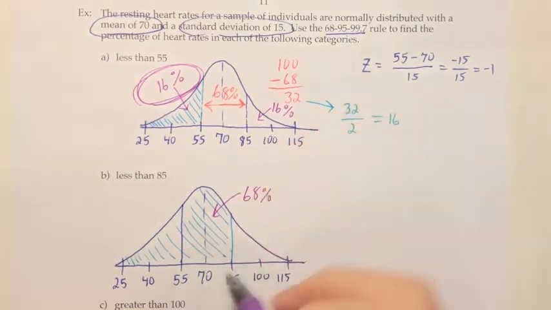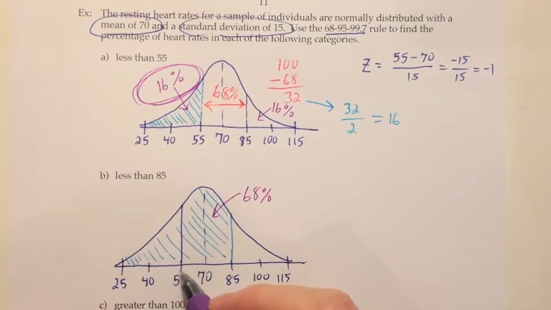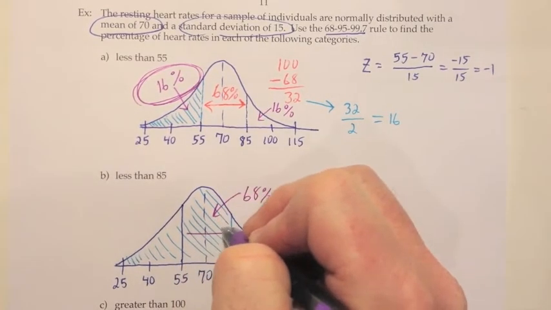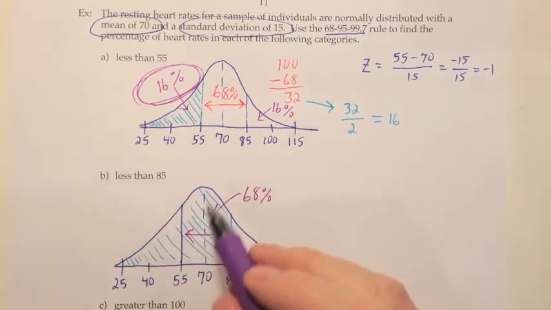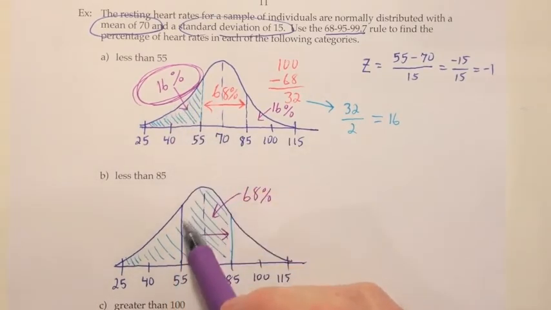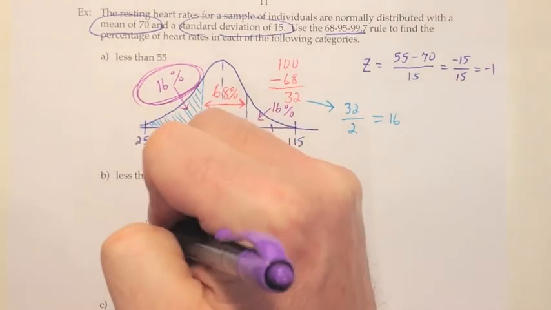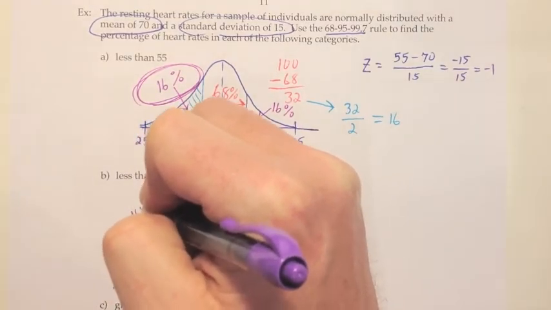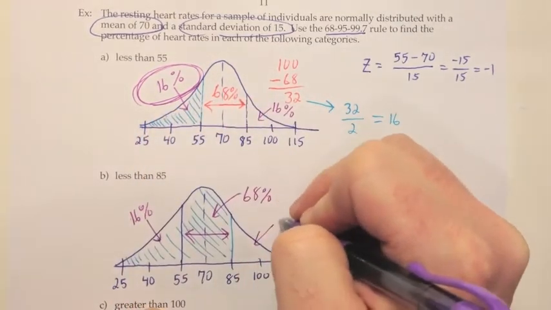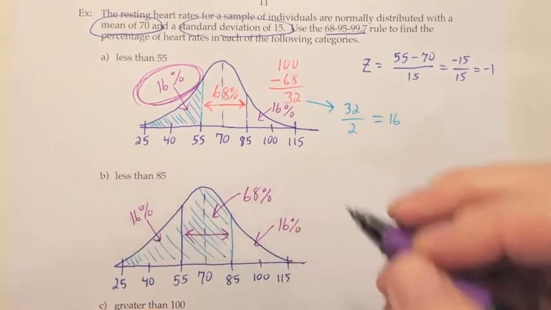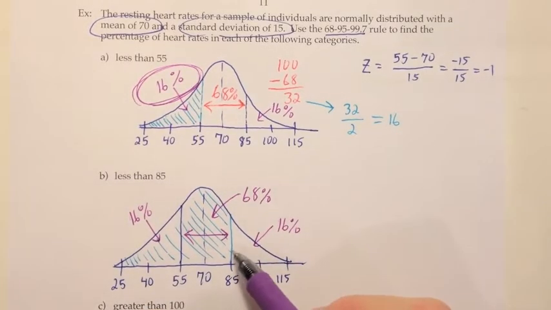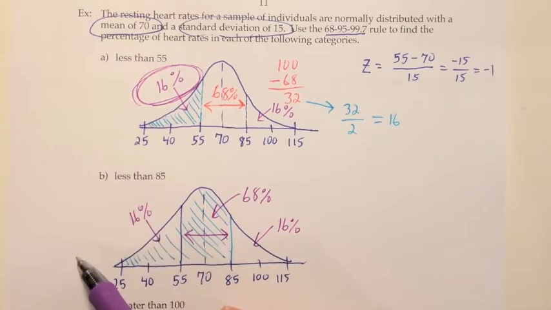That's from the empirical rule, and that's the amount of data that's within 1 standard deviation of the mean going both to the left and the right. So that's this section right here. And then we also know from the picture up above the amount to the left of 55 is 16%, and the amount to the right of 85 is 16%. So in this case, I want the amount of area that's to the left of 85, and I've got that in 2 chunks here. There's 68% of it in the middle, and then another 16% off to the left.